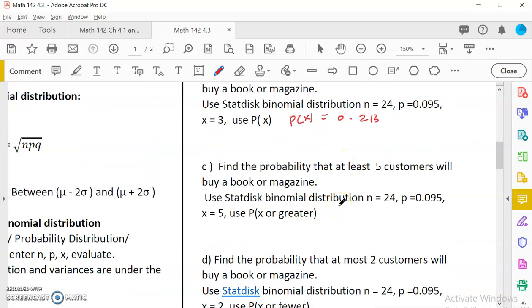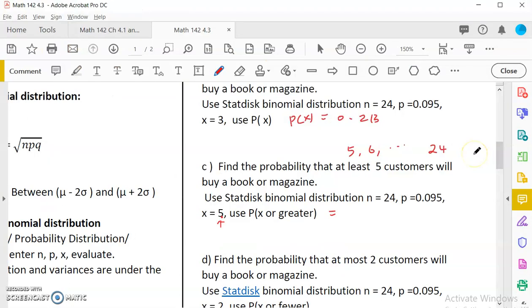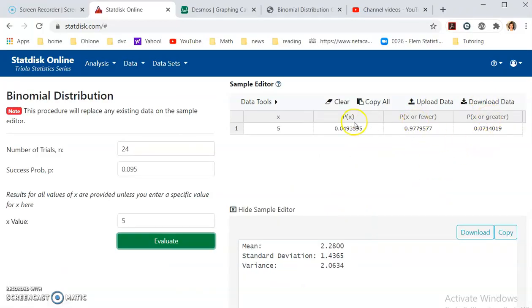Find the probability that at least 5 will buy. What does at least 5 mean? So maybe 5 customers, 6 customers, all the way to 24 customers. If you are adding from the table, that's too much to add. So you will do X or greater starting at 5. So you add these together. You change it to 5 and evaluate again. And then use X or greater 5. That means 5 or greater, 0.071. Use the last one, X or greater. You don't use any of these.